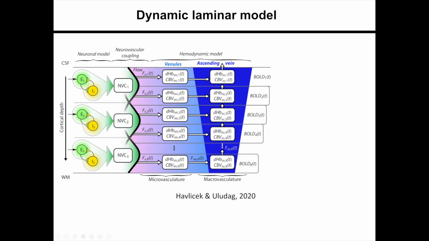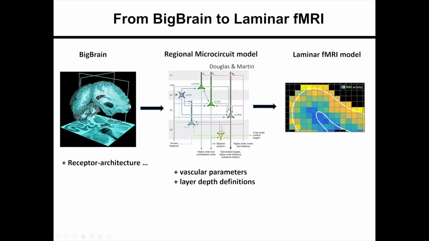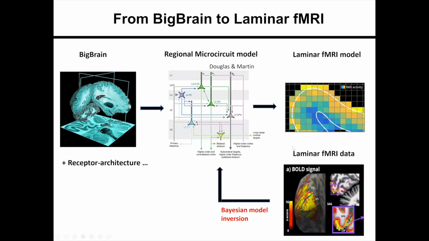Now, the research line I'm proposing is to take the BigBrain data and also additional receptor architecture data to build regional microcircuit models and also to extract vascular parameters and layer depth definitions, and then use our model to calculate, for any given neuroactivity pattern, the BOLD signal activation over the cortex. And if we then use experimental laminar fMRI data, we can use Bayesian model inversion to get back to the microcircuit and the parameters of the microcircuit.